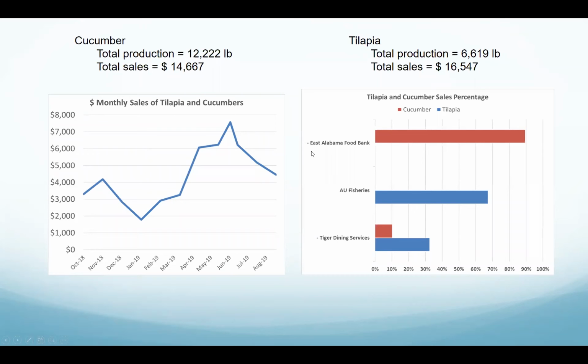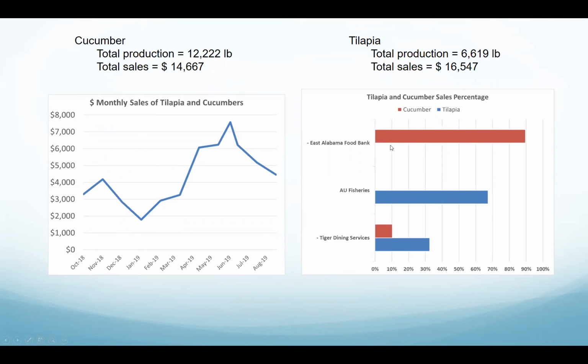For our project, we sold some tilapia at the Fishery station. We have a market there, and then a lot of the tilapia went to campus dining. Our cucumbers, you can see some of it went to campus dining, but a lot of it was donated to the East Alabama Food Bank. But we still gave it the same cost that we would get if we sold it to the dining services, of $1.20 a pound. There's a little story there where Tiger Dining Services said, you know, just produce everything you can and we'll take it.